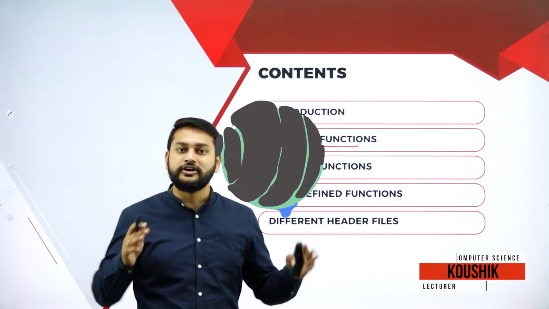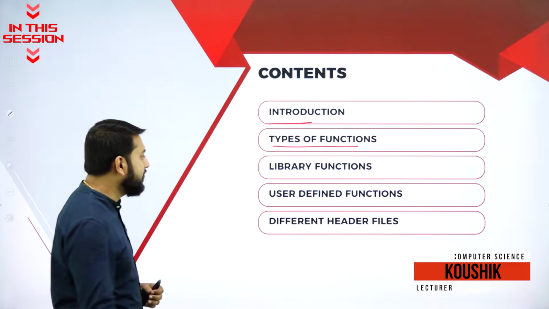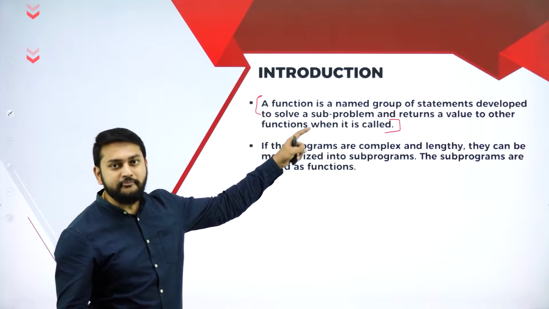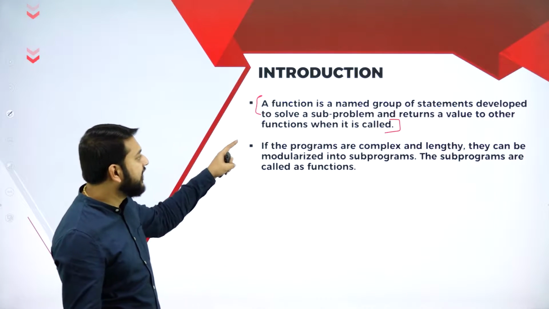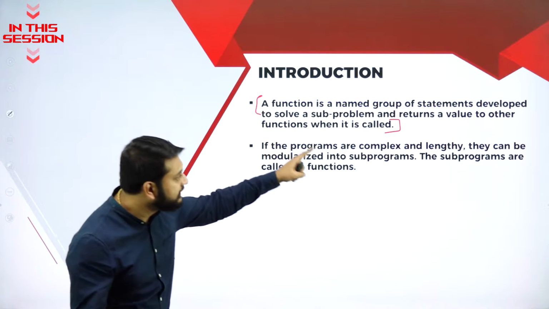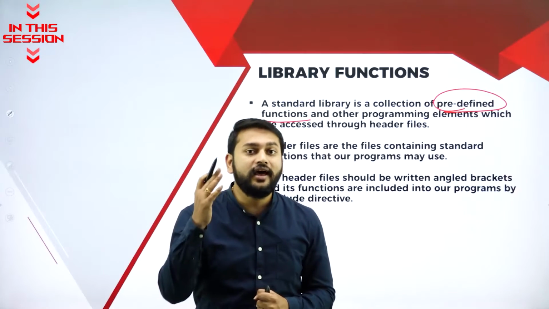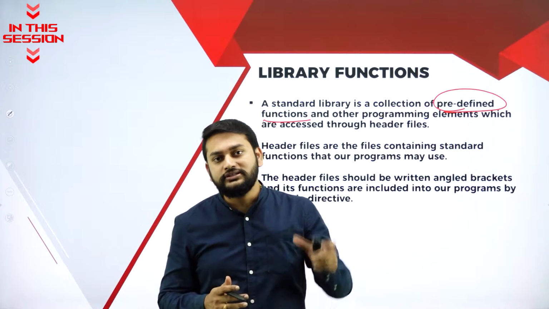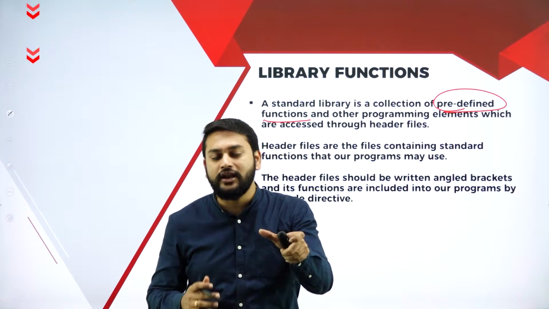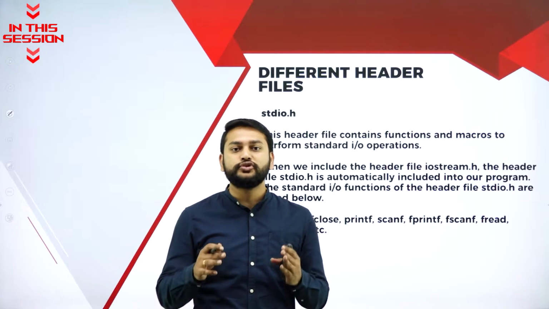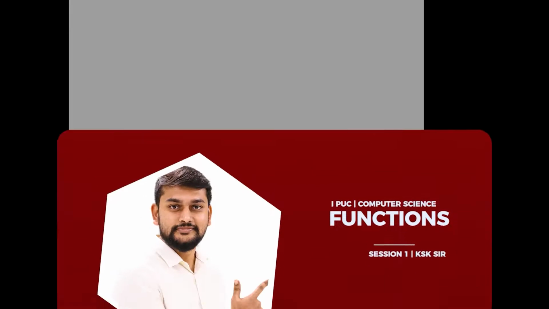How many types of functions do we have? Followed by, we have library function, user defined function. A function is a named group of statements developed to solve a subproblem and returns a value to the... How many types of functions we have? CLRSCR, we use this function to clear our screen of previous output. Basically, this is a header file that we use in the C program.